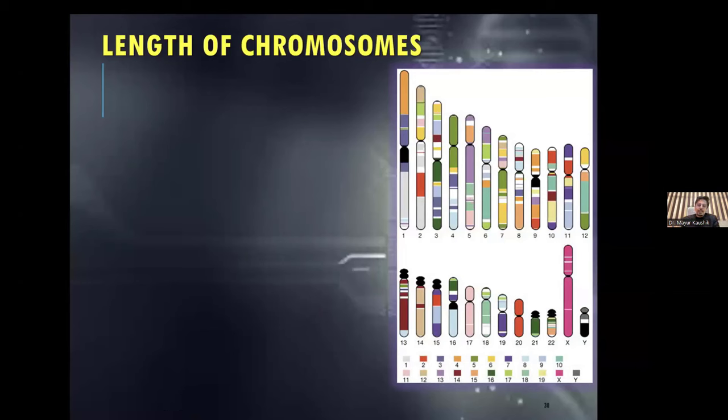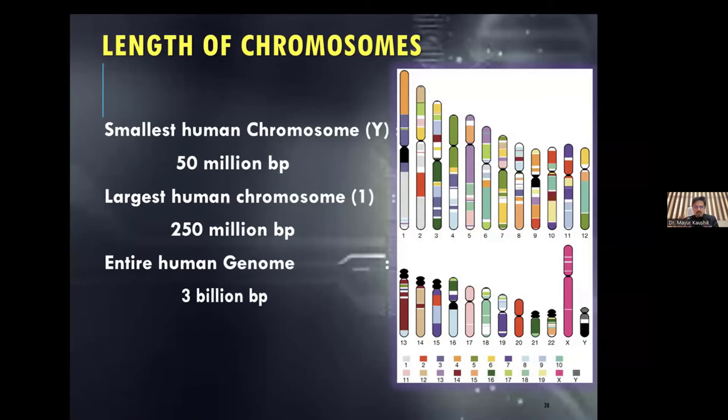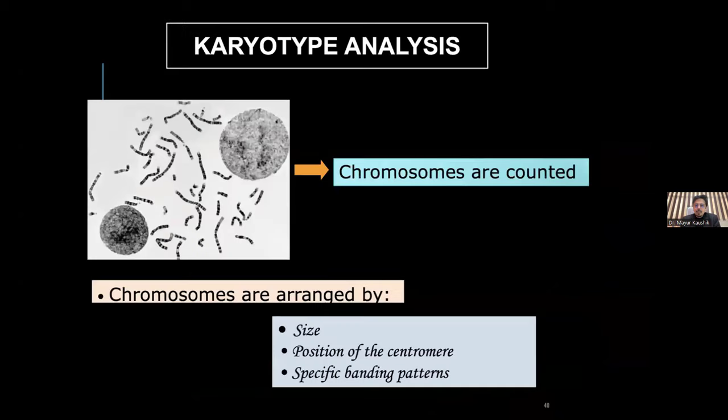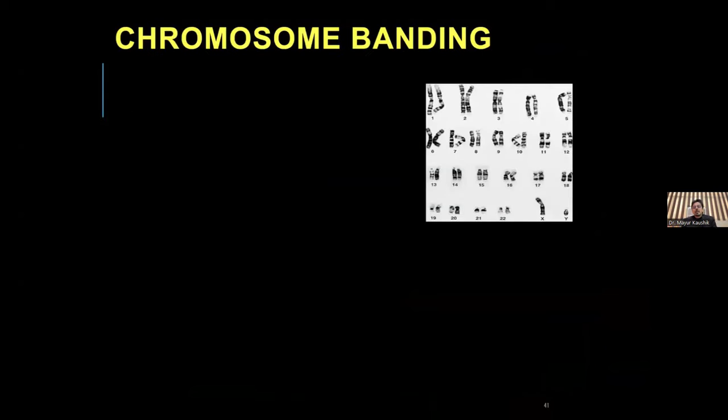Now, chromosomes vary in length based on something known as base pairs. I'll touch on base pairs also. But as of now, please remember that the smallest chromosome is Y and the largest human chromosome is 1. So the length of the chromosome varies. Chromosomal analysis is known as karyotyping. Karyotyping basically means that we are doing not only the quantitative assessment of chromosomes, that is the number of chromosomes, but also the qualitative assessment: the length of the chromosome, number of arms, position of centromeres, and specific banding patterns. All of that is analyzed in karyotyping. When we talk about banding, all of us have heard about G-bands.